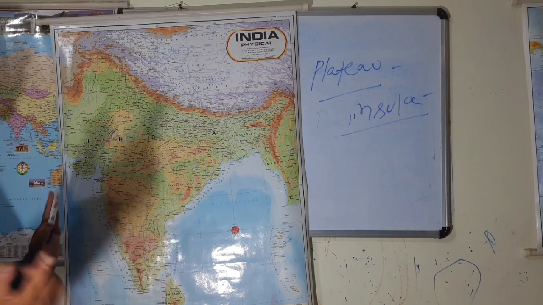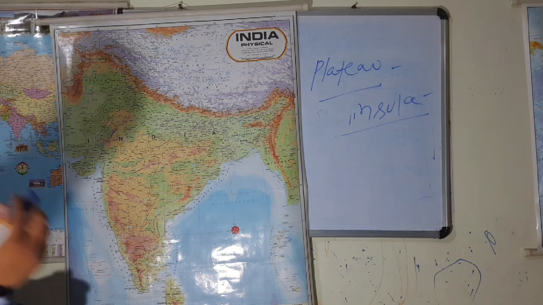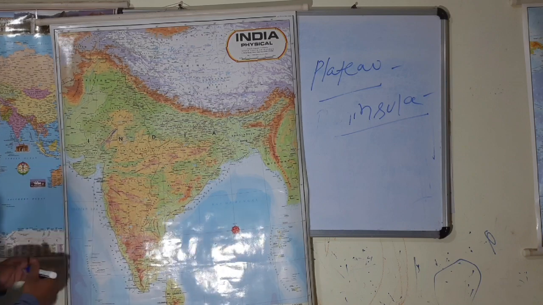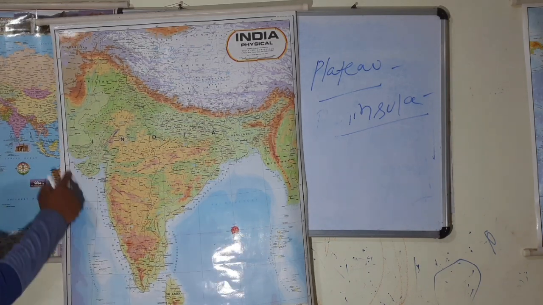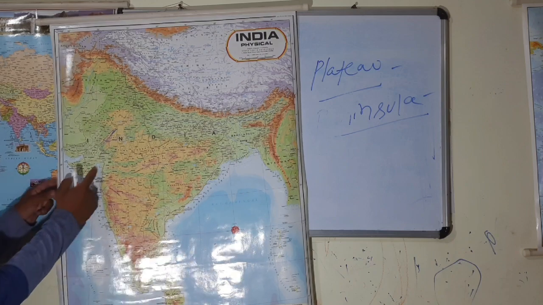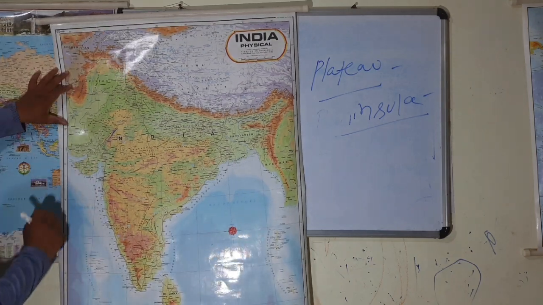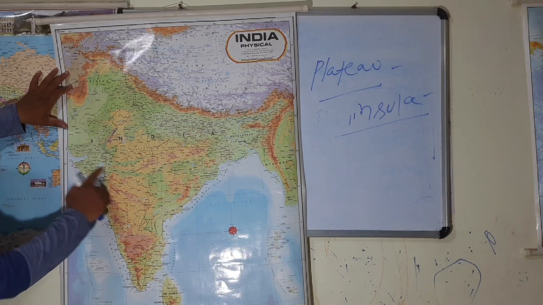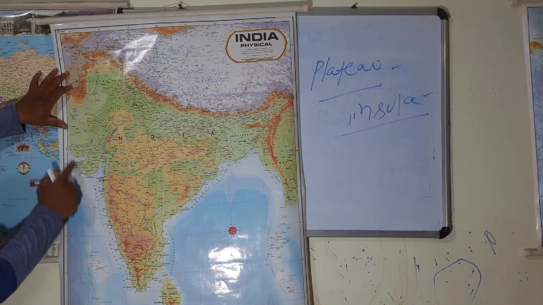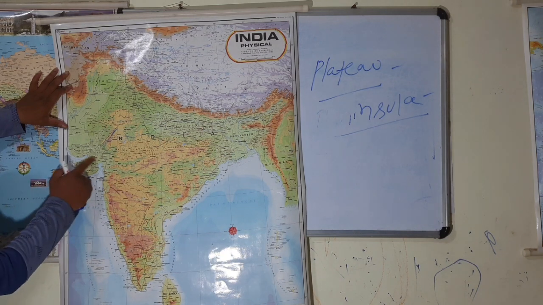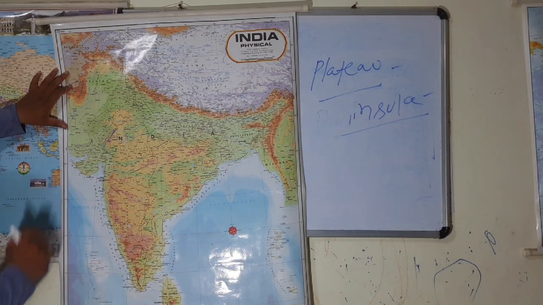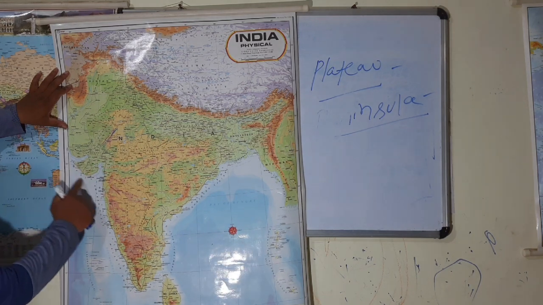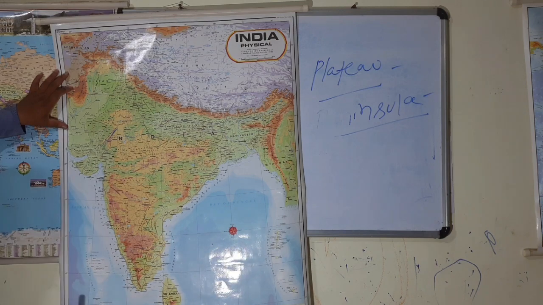Before studying the peninsular plateau, pay attention to one more thing: another peninsula is there, this one. It is also called the Kathiawar Peninsula. How? Look in detail, here the Gulf of Kutch is there, the Gulf of Khambat is there, and here the Arabian Sea is there. So the Kathiawar Peninsula is surrounded by water on three sides. That is the reason it is called the Kathiawar Peninsula.